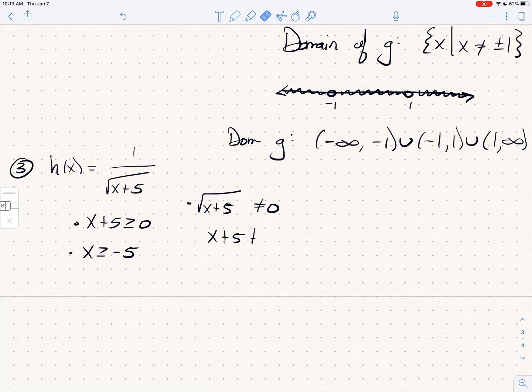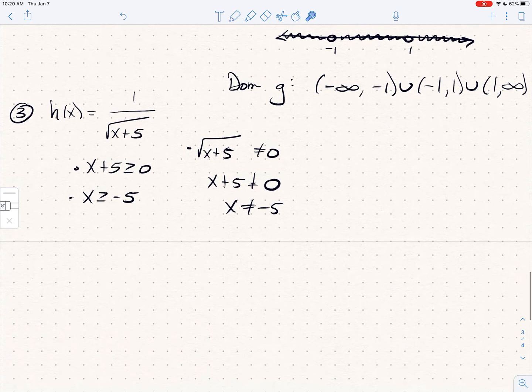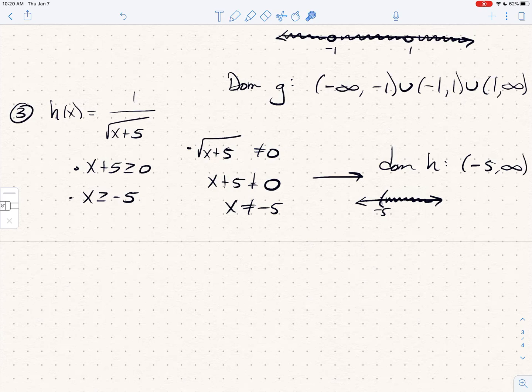Whoops, I did not mean to write a negative there. X plus 5 can't equal 0, so x can't be negative 5. Think about what you're saying. On the one hand, you're saying x has to be greater than or equal to negative 5. On the other hand, you're saying it can't be negative 5. And so the point is the domain of h would be, let's draw it first on the number line. Here's your negative 5. We want everything bigger than negative 5, but not including negative 5. So we would do a curved bracket, negative 5 to infinity. And so we'd write that like this, minus 5 to infinity with a curved bracket.